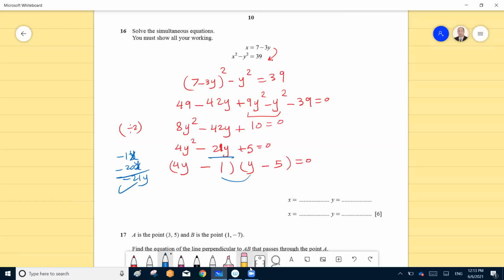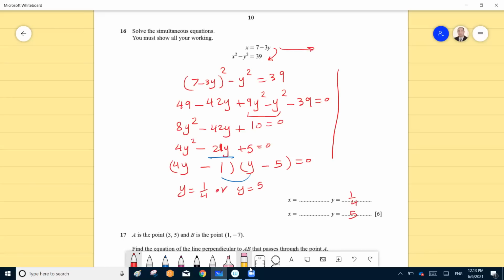So you will get the value of each y. The y from the first bracket is 1 over 4, and the other y is 5. So the two values of y are 1 over 4 and 5. To find the corresponding value of x, go back to the original equation. x equals 7 minus 3y. Now put y as 1 over 4: 7 minus 3 over 4 is 6 and 1 over 4. Just write it here, 6 and 1 over 4.